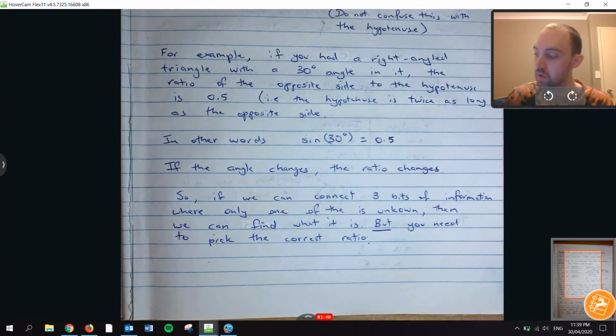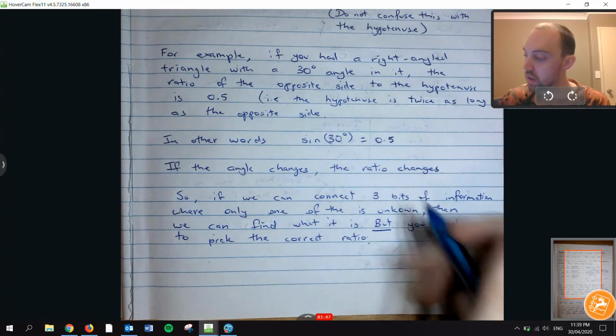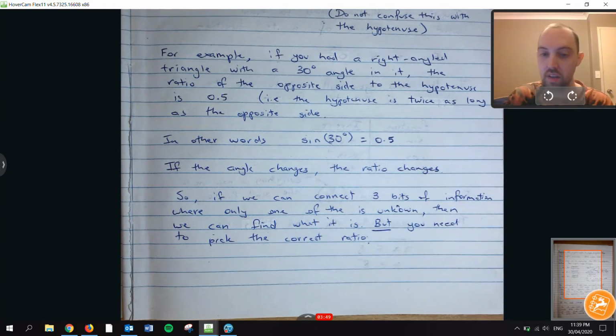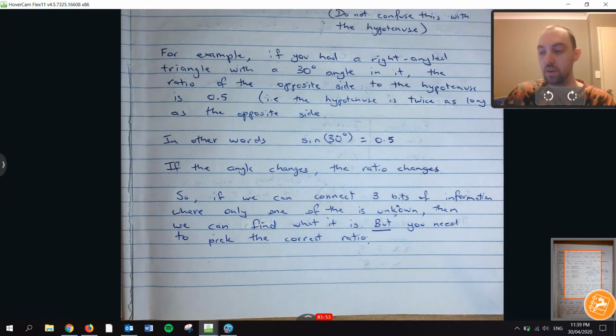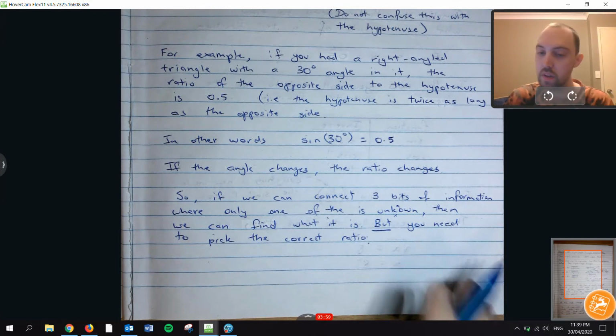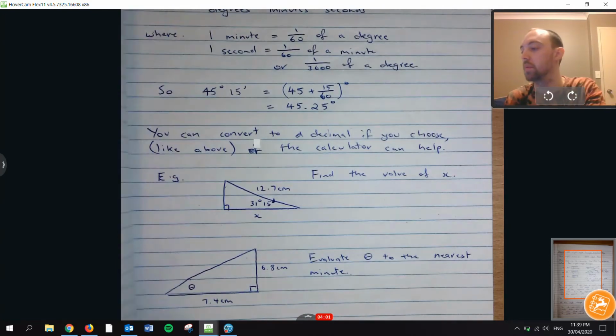With our right angle trig, we are trying to connect three bits of information and only one unknown. If you have 2 out of 3 bits, with one unknown, then you should be able to rearrange and solve the problem. Let's do a quick example.